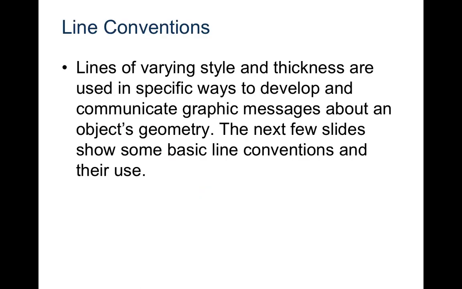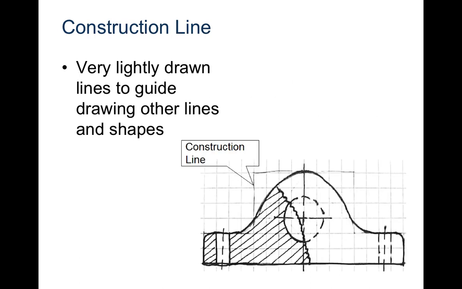So like I said, different styles and thicknesses mean different things to engineers, and this is agreed on, so everybody that looks at a technical drawing understands what that line means. So the first type is a construction line. This is a really lightly drawn line that's used to guide somebody's drawing.